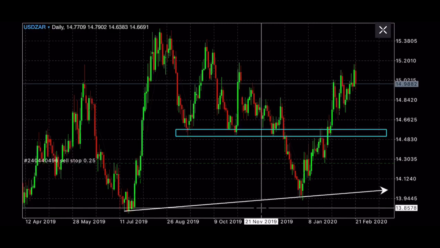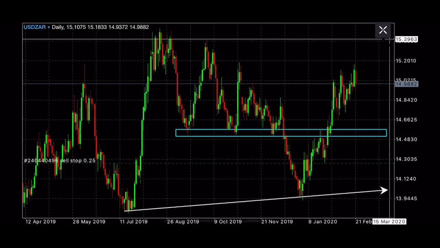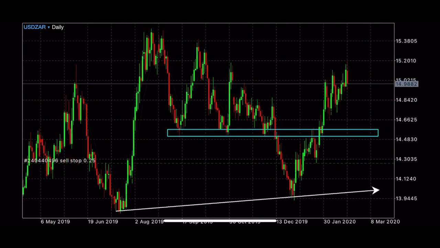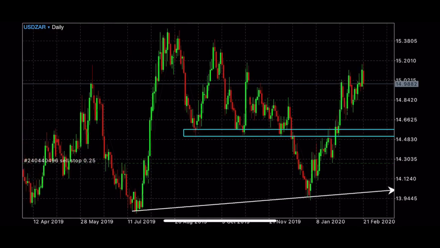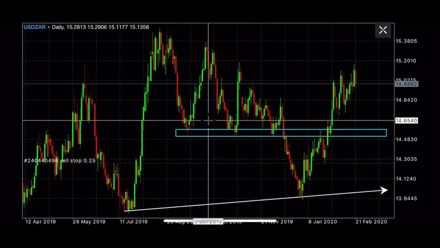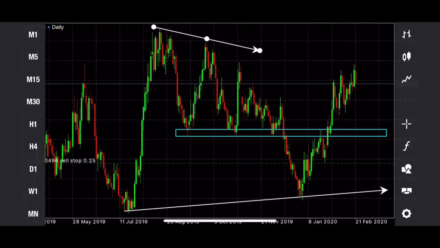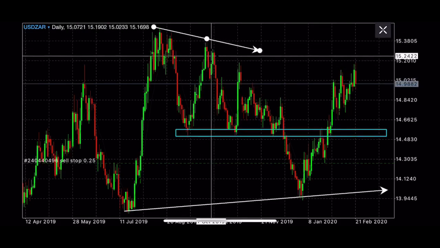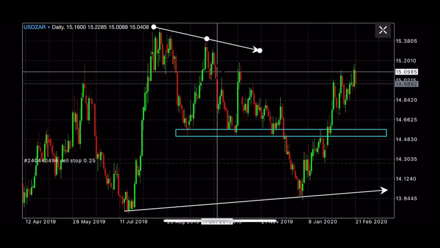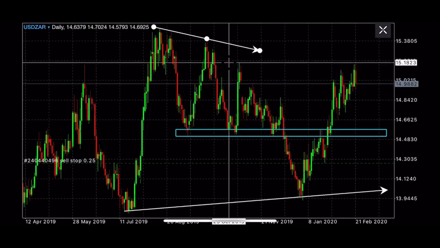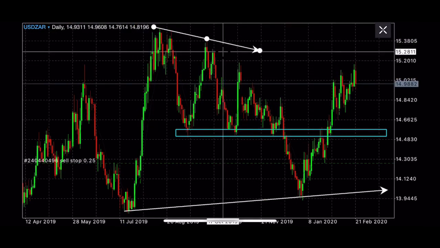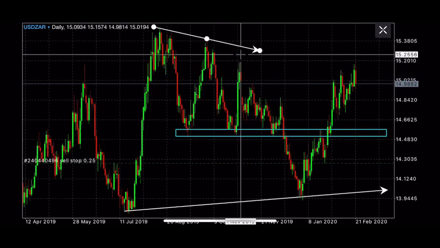So it's relevant to the price action that's going on right now. Here's how I'm saying this is relevant. I've been following the USD ZAR for some time, and at some point I drew this trend line like this. Just after this point, the price started to move further away from the trend line.